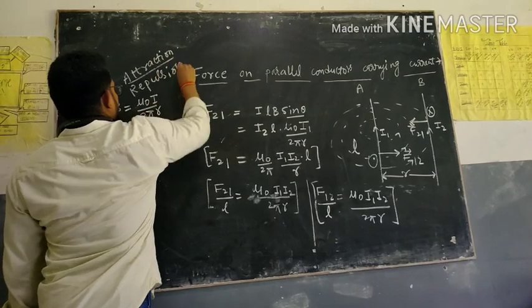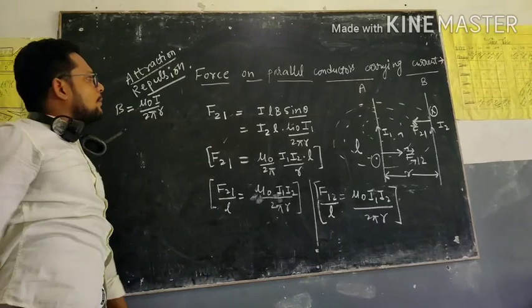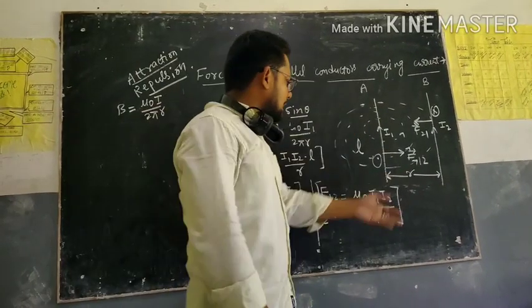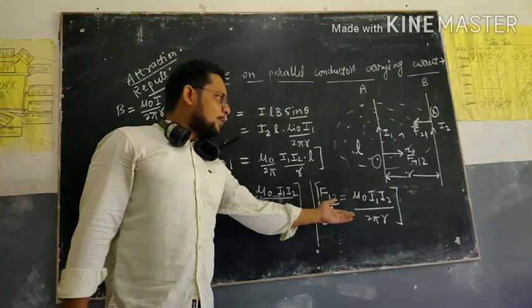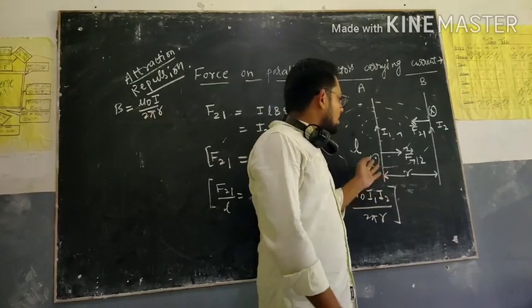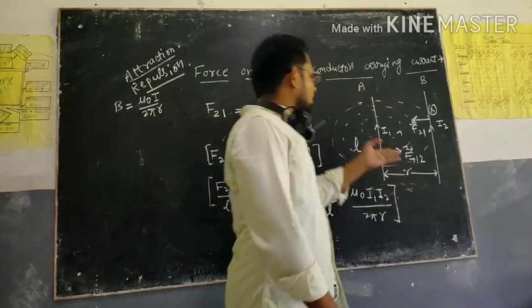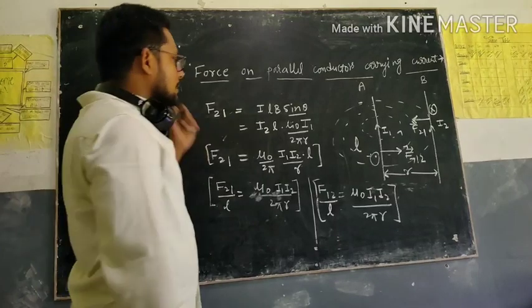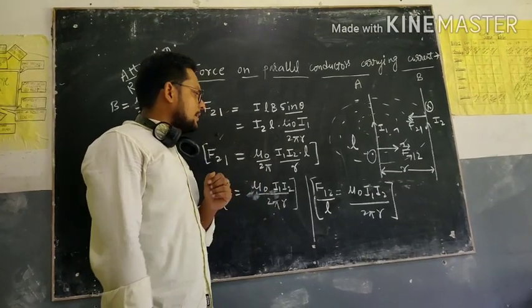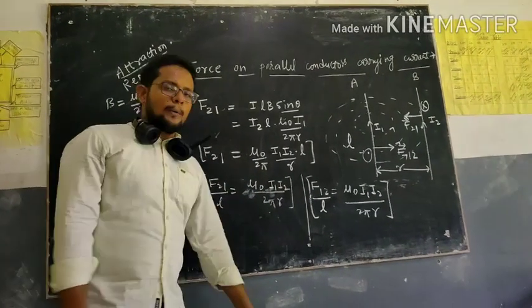Okay, my dear students? This is all about the force on parallel conductors carrying current. This is the magnitude of force, and from Fleming's left hand rule, you can determine the direction of force on parallel conductors carrying current. Okay, my dear students, this is all about force.